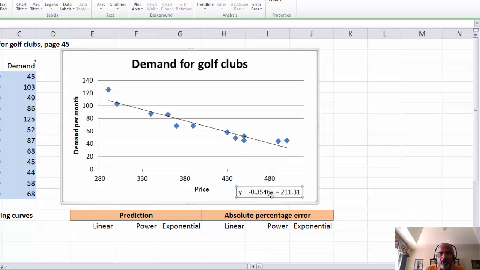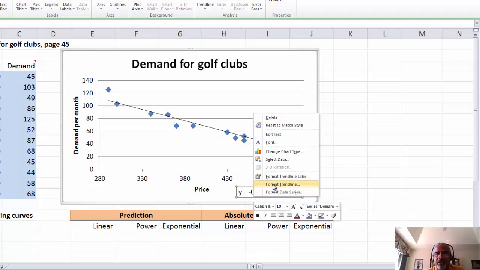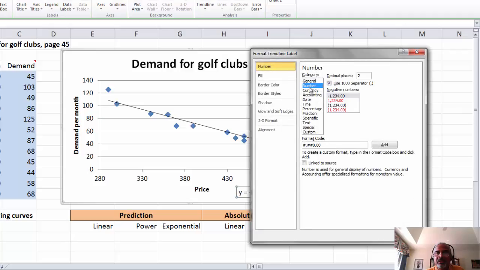Now we may want to set the number of decimal places to be quite significant, because when the numbers are small and you round too much, you're not going to get accurate answers. To increase the number of decimal places, make sure that this box is selected, place the cursor like that, right click and go to format trend line labels. Select that, and here you select the number, and say I want 5 decimal places.